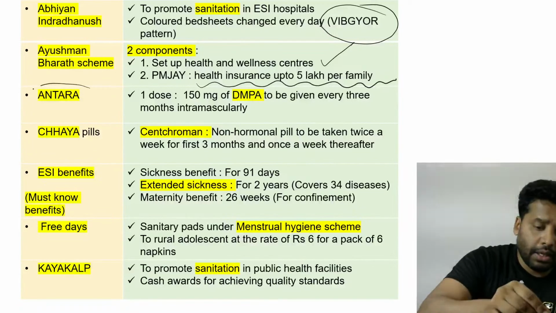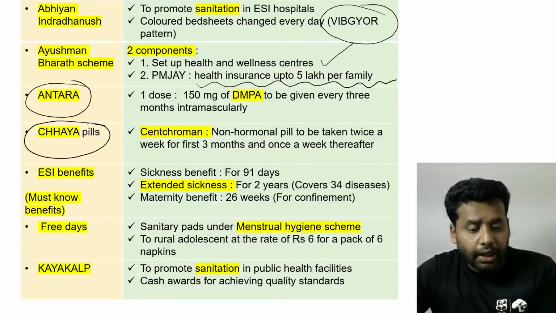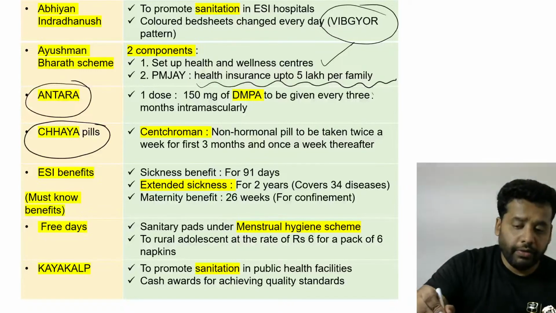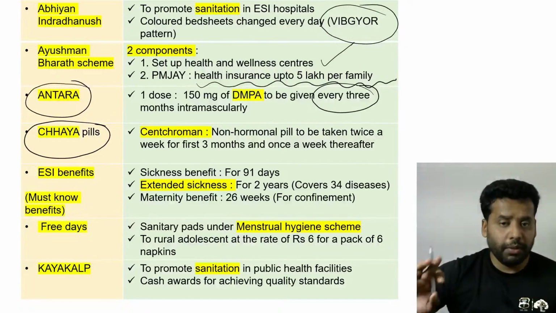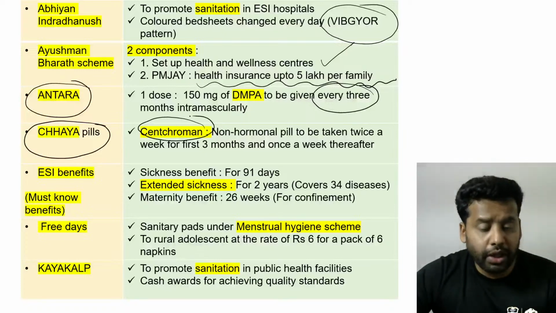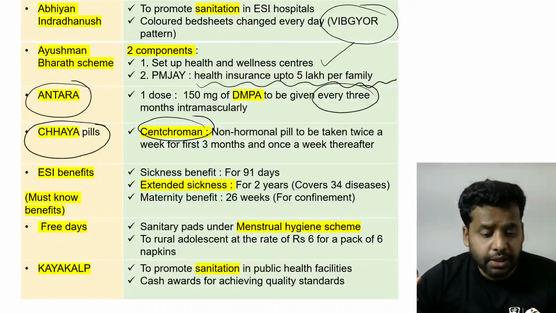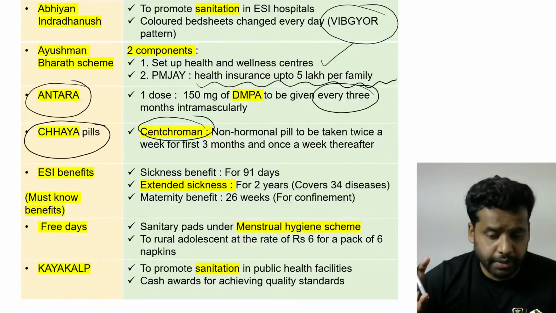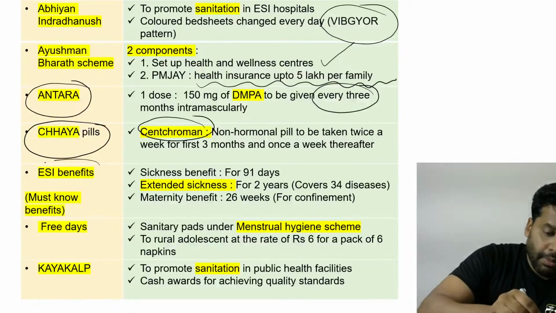What is Antara and what is Chaya? Don't make mistake. Antara, it is progesterone based injectable contraceptive which is given every 3 months once. DMPA injections which is given every 3 months once. But Chaya is Centroman tablets. Before the name was Saheli. Now we have changed the name completely. It is Centroman tablets, which is non-steroidal OCPs. Non-steroidal oral contraceptive pills.